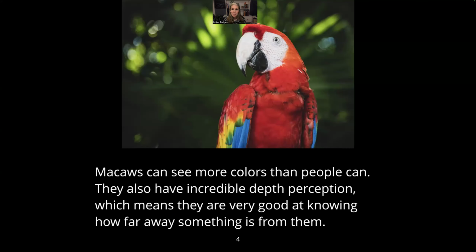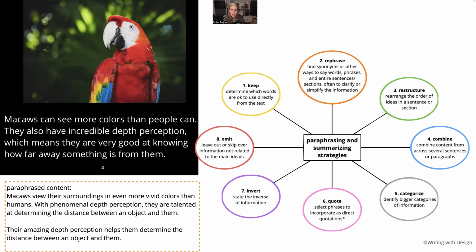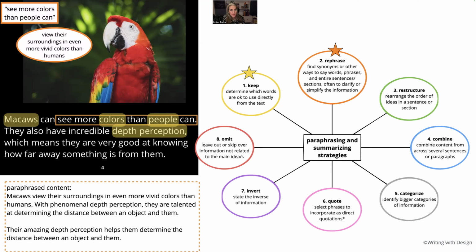Okay, let's take a look at macaws. Macaws can see more colors than people can. They also have incredible depth perception, which means they are very good at knowing how far away something is from them. Okay. In this case, we've already got the paraphrase content being displayed, but I want to go ahead and just show you, just for practice, really, what are all the words that we could keep. Our rephrase, those are popping up as well.